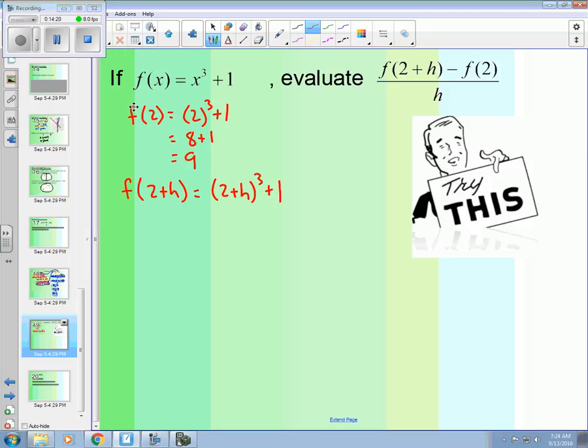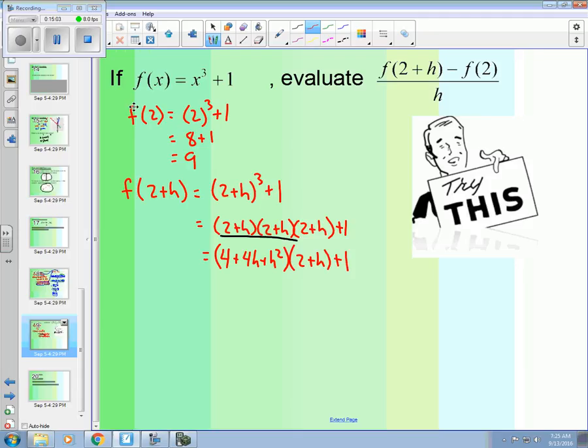And this one's much harder to evaluate here. 2 plus h cubed means we have 3 terms of 2 plus h being multiplied. So we got to do 2 plus h times another 2 plus h times another 2 plus h. And we still got that plus 1. So you're just going to have to pick 2 of these to multiply here first. Let's just do the first 2 here. So if you FOIL that out, it's going to be 4 plus 2h plus another 2h, so plus 4h plus h squared.